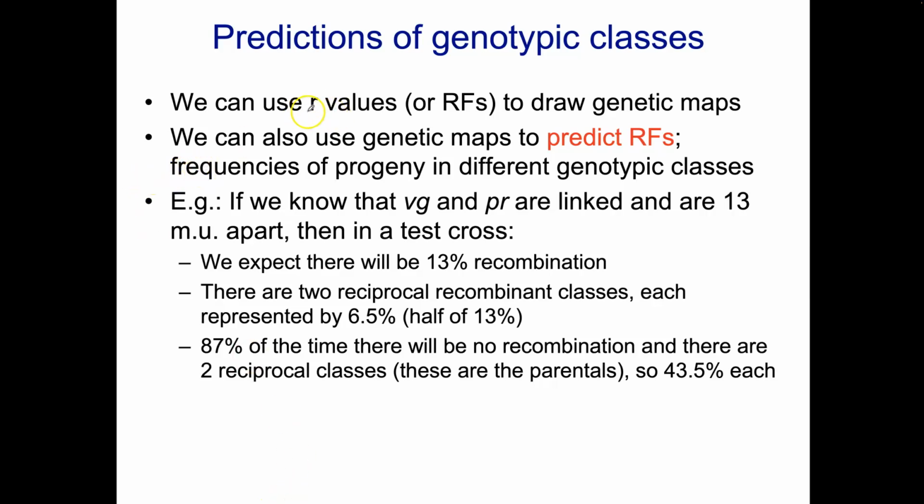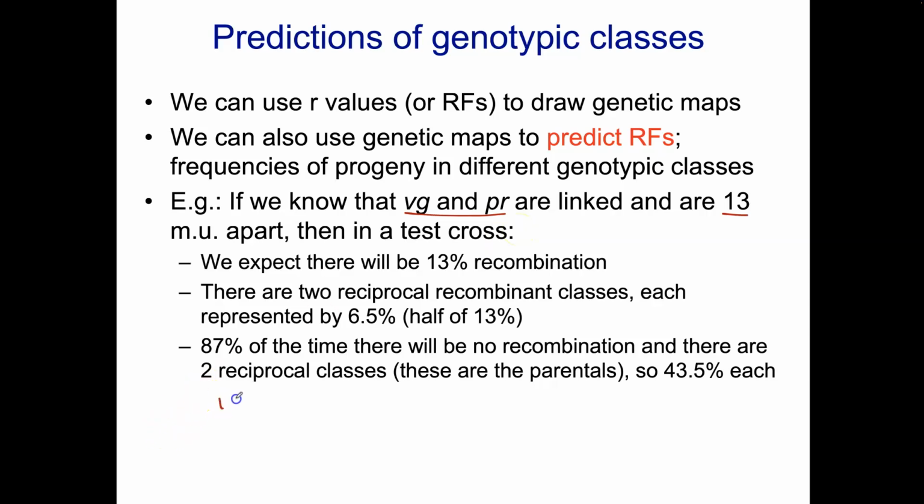Now, you can use these R values to draw maps, but if you're given a genetic map or an R value, you can actually make a prediction, right? So suppose someone said, okay, vestigial and purple are linked, and they're 13 map units apart. So if we were going to do a test cross, what would we expect to see, right?